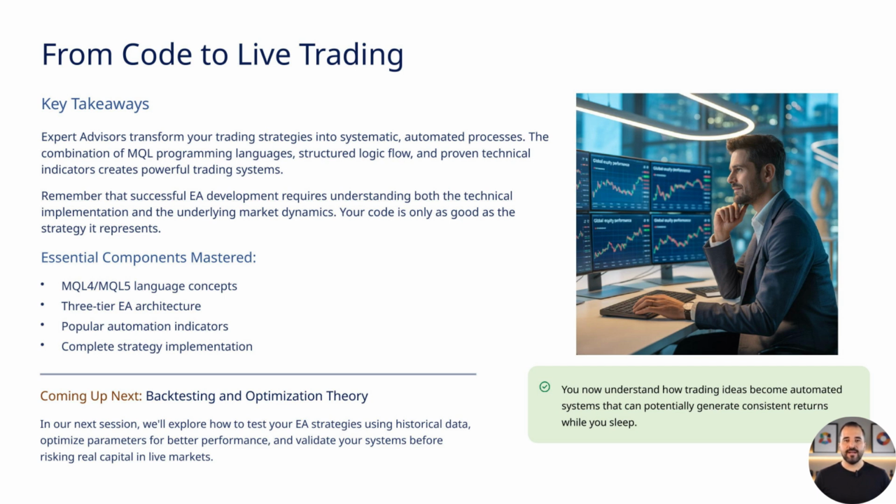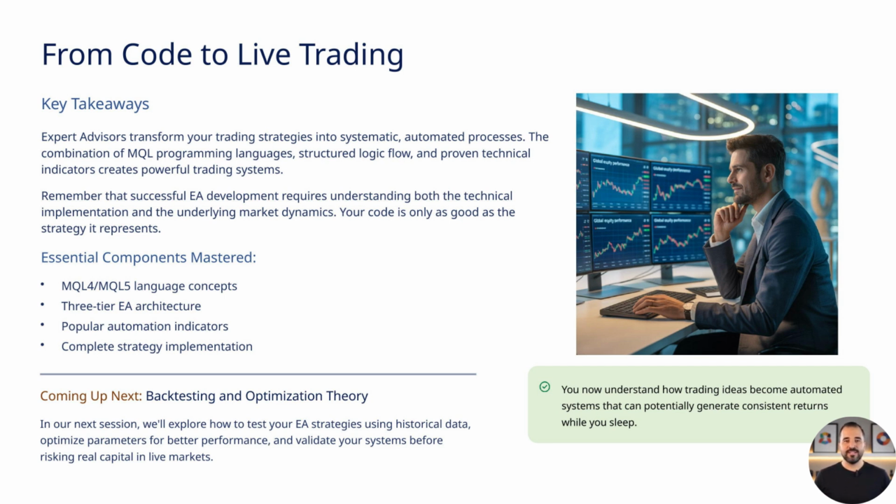But building an EA isn't just about writing code. It's about designing systems that can survive in real markets. That requires mastering three elements: the programming language itself, the architecture that keeps your code organized, and the indicators that shape your strategy. Each layer must be understood, tested, and fine-tuned.